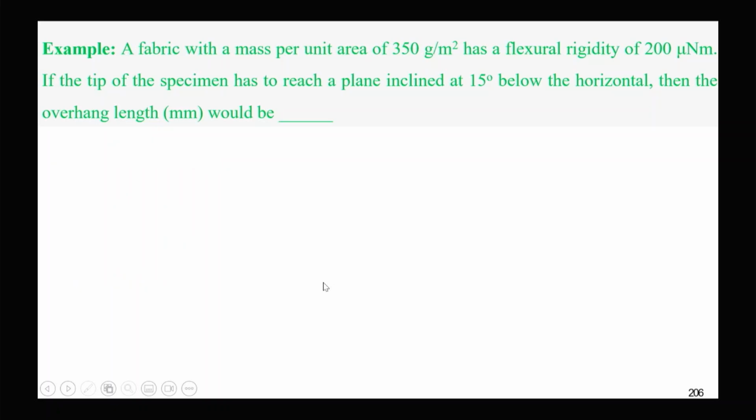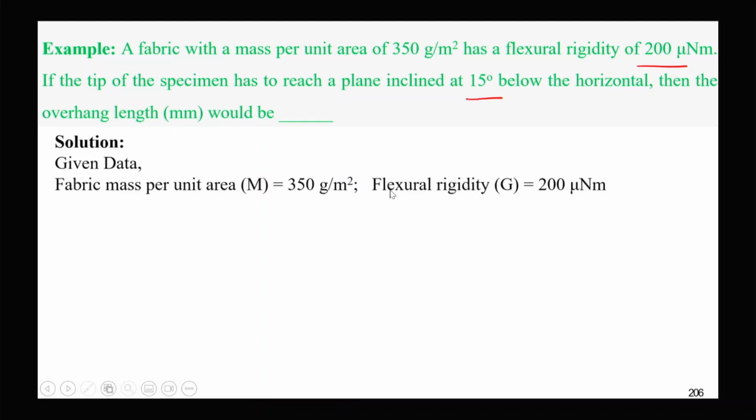Now try to solve the numerical. A fabric with mass per unit area 350 gram per square meter has a flexural rigidity of 20 micronewton meter. If the tip of the fabric has to reach a point 15 degree below the horizontal plane, then we have to calculate the overhang length. We know the relationship. So mass per unit area is given and flexural rigidity is given. So the bending angle is 15 degree, and we have to calculate the overhang length.